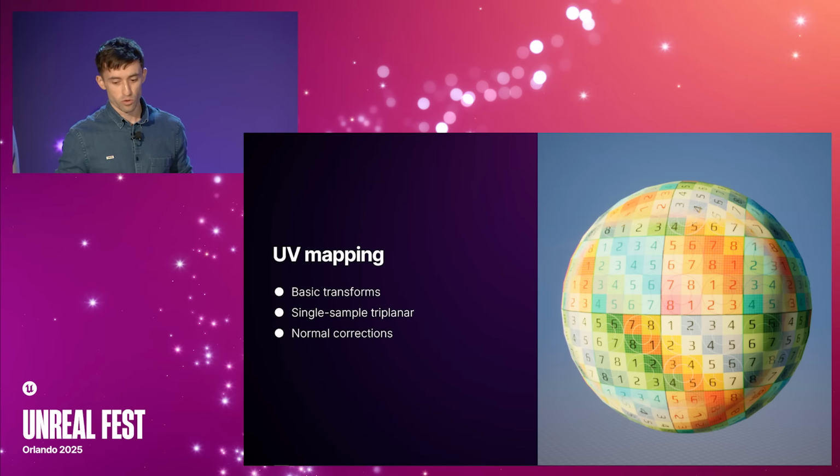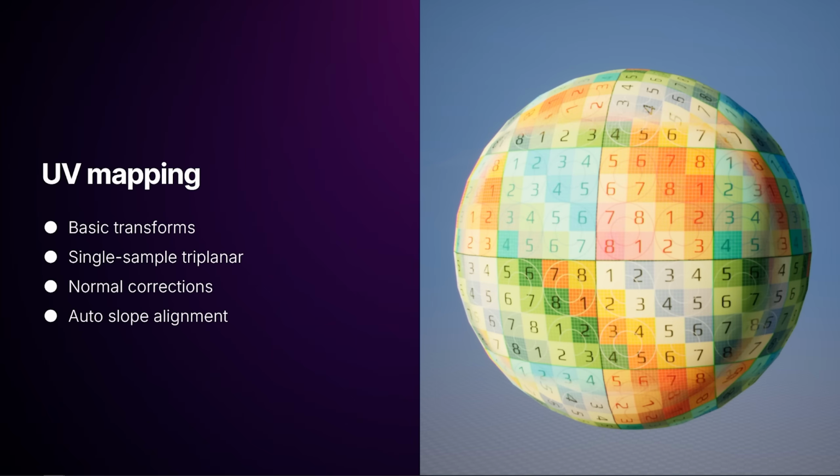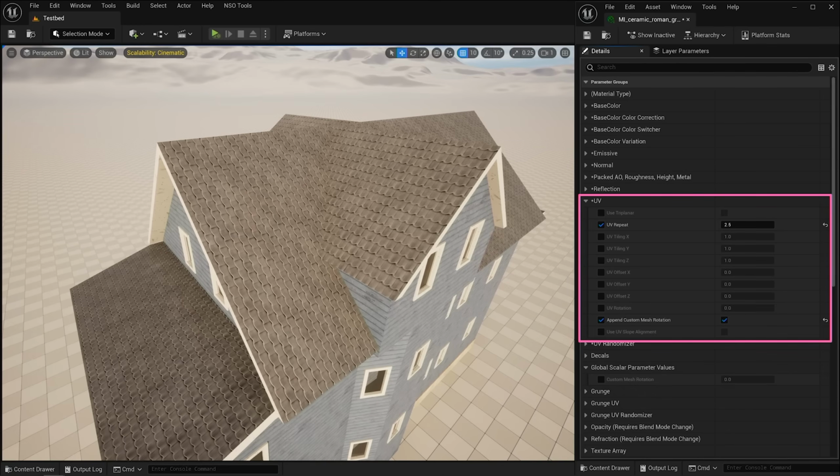So this also supports normal corrections, of course. And we also have an automatic slope alignment tool. So for instance, you've brought in your building and one of the roof tiles has the wrong UVs, they're flipped.